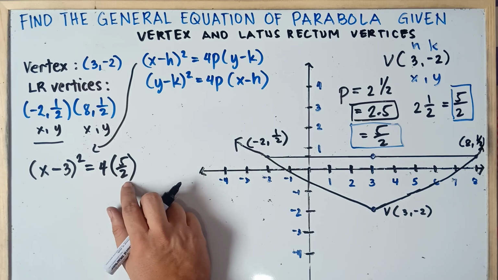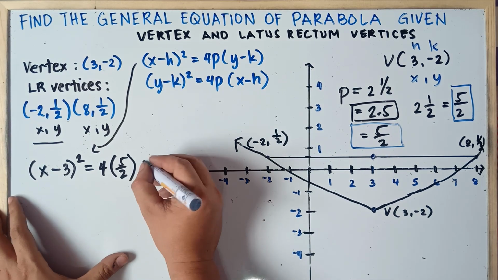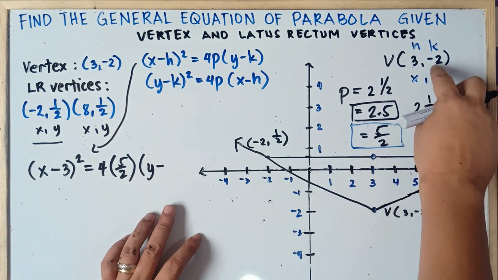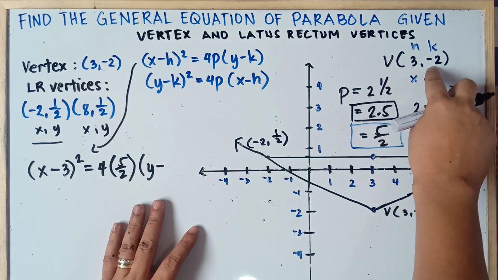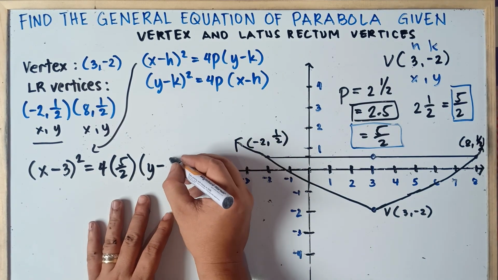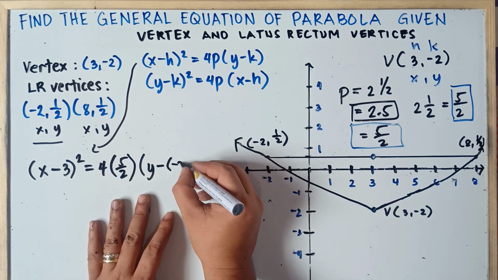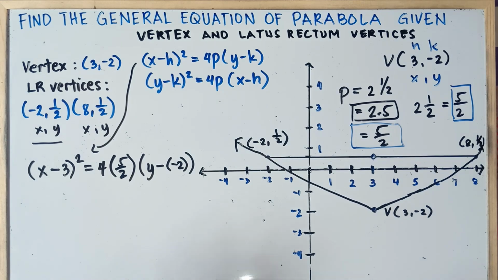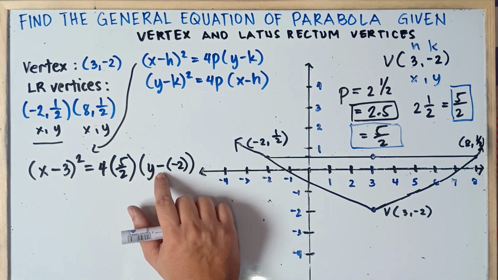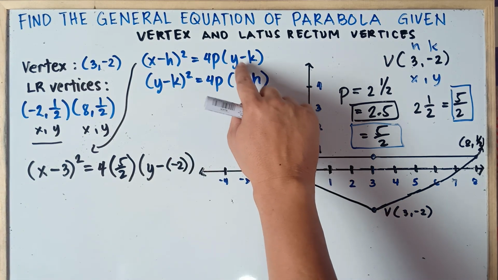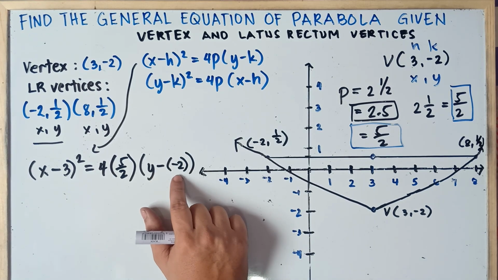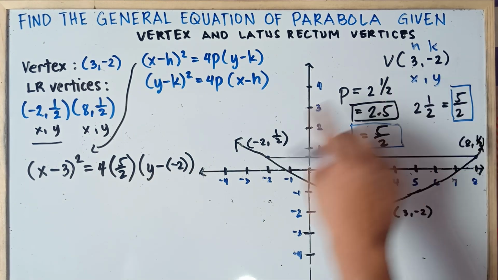4 times 2.5, you will have the same answer. And then, open parenthesis, y minus our k is negative 2. Once again, class, vertex h and k, our k is negative 2. You need to put another open parenthesis, then negative 2, then close parenthesis. Once again, class, do not be confused. You have two negatives. This first negative came from the equation y minus k. So y minus this negative 2, class, came from the value of k, which is negative 2.